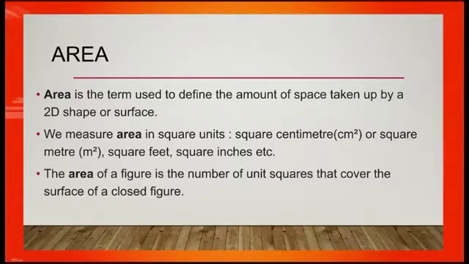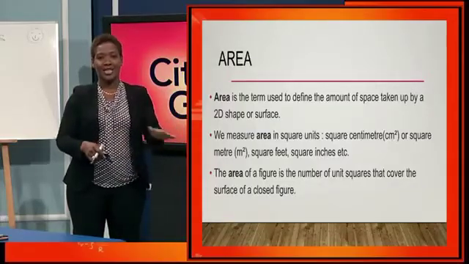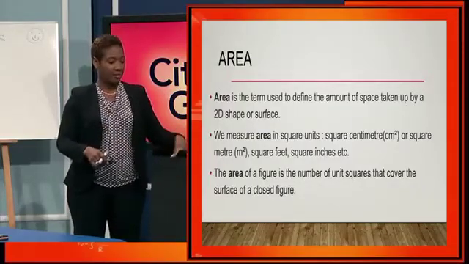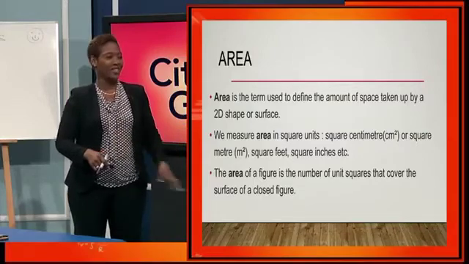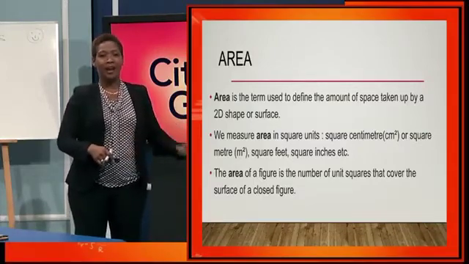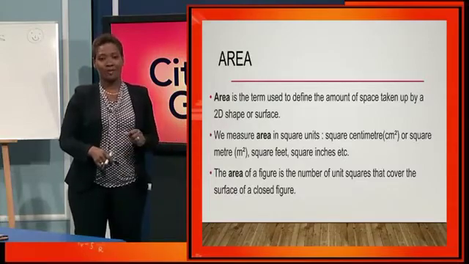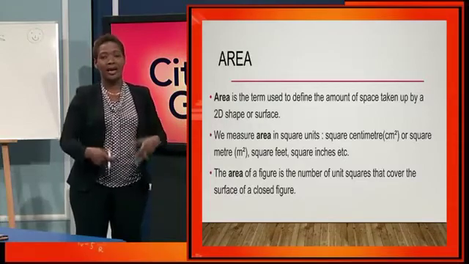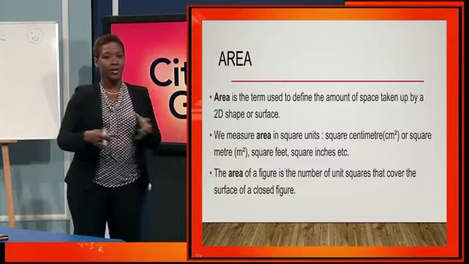The area of a figure is the number of unit squares that cover the surface of a closed figure. So when you talk about area, just think about what size square is being used to cover that space. What size squares are being used to cover that space? And that is why we say area is measured in square units.